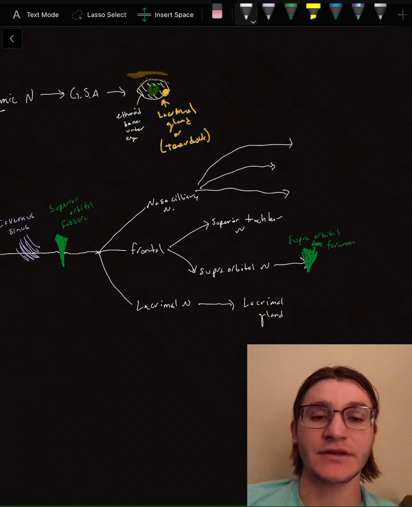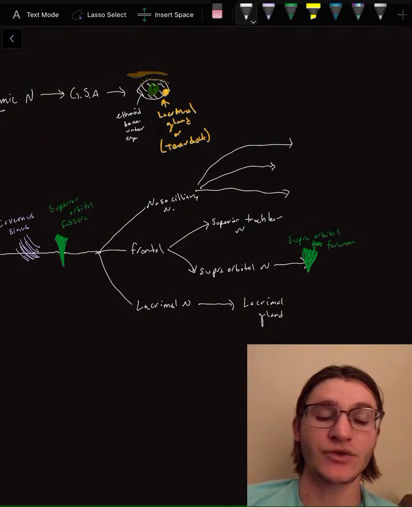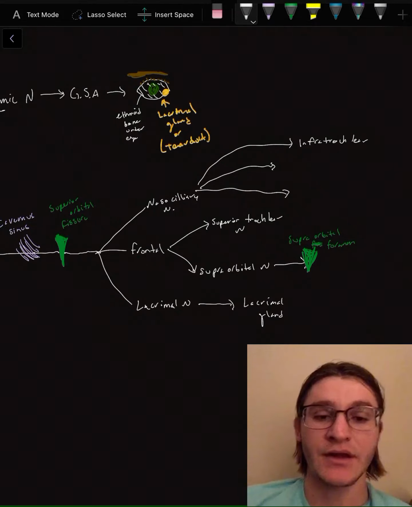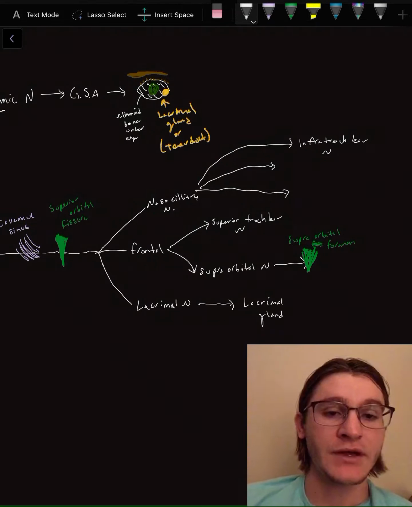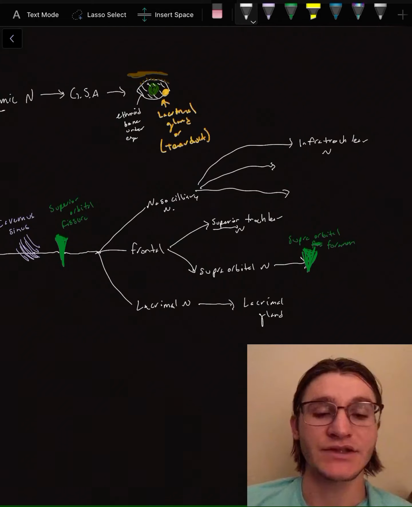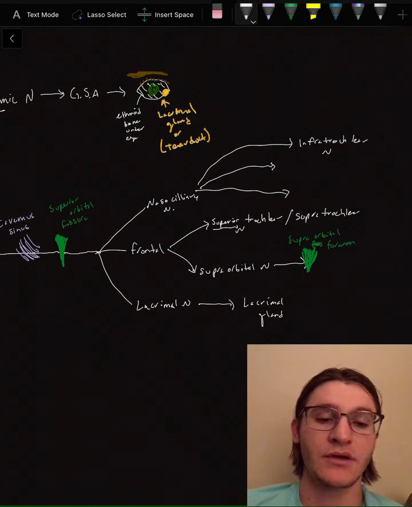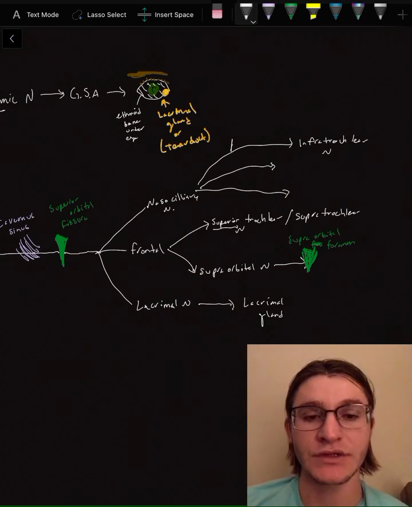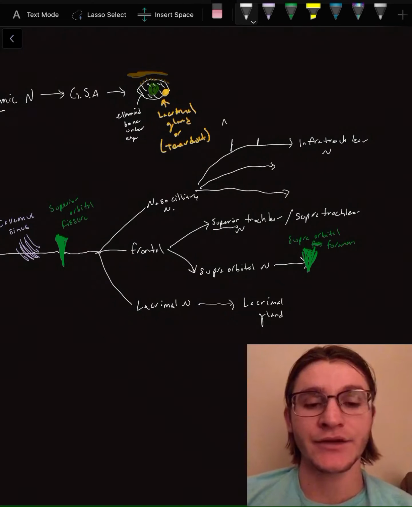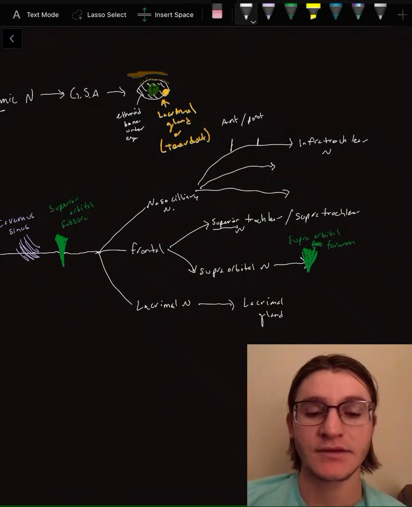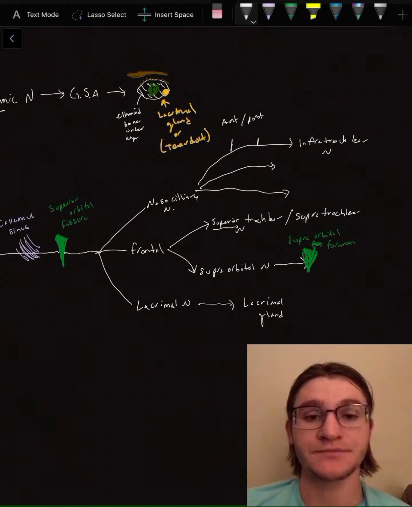So off the nasociliary, we're going to have a couple different things. We're going to have the short ciliary, the long ciliary, and the infratrochlear. Like I just said, the superior trochlear nerve comes from the frontal nerve, however the infratrochlear nerve comes from our nasociliary. And then off the nasociliary, we're also going to have our anterior and posterior ethmoidal nerves. I'm going to draw those in just a sec.